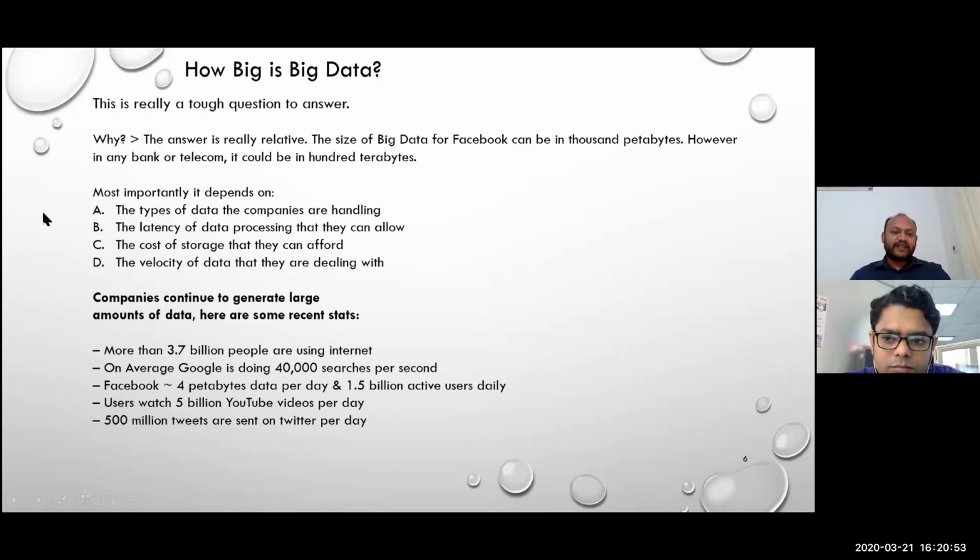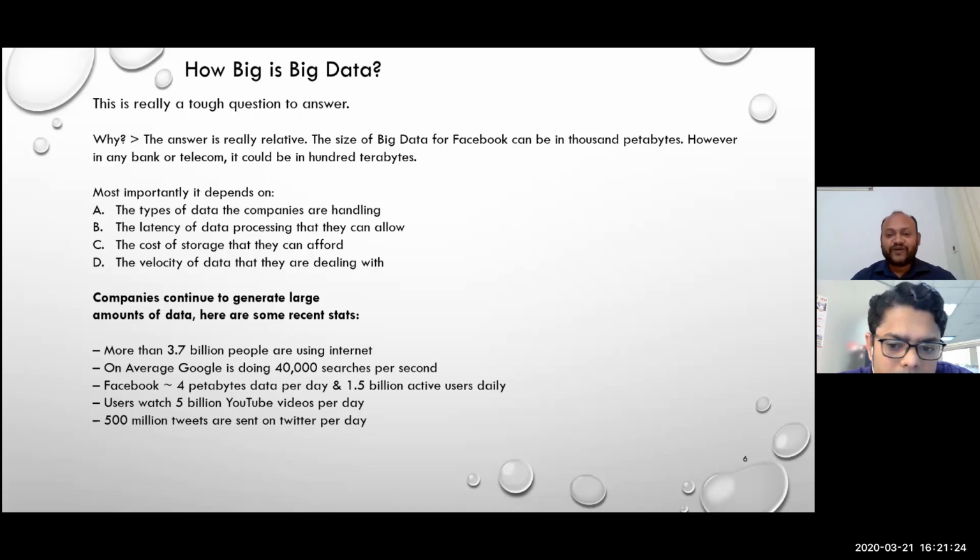So the next one is, how big is big data? This is really a tough question. There is no specific number that we can say, okay, this many terabytes or petabytes of data, we should call big data, right? It depends on how individuals or companies are dealing with the data and what their use case is.